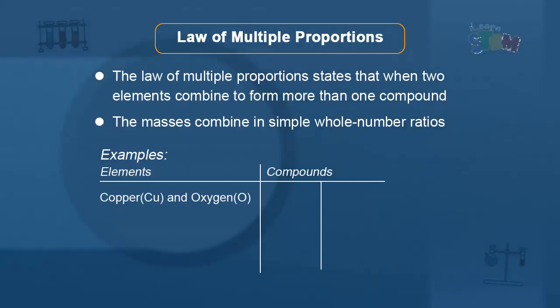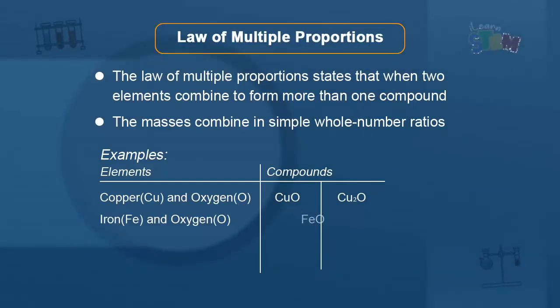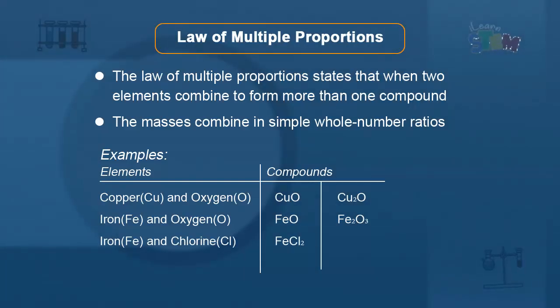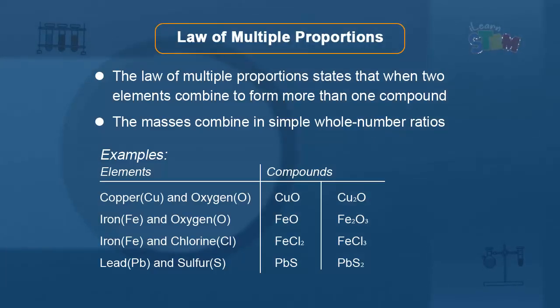For example, copper and oxygen combine to form copper(I) oxide and copper(II) oxide. Iron and oxygen also combine to form iron(II) oxide and iron(III) oxide. Iron and chlorine combine to form iron(II) chloride and iron(III) chloride. Lead and sulfur also combine to form lead(II) sulfide and lead(IV) sulfide. In each case, the same elements combine in different ratios to form different compounds.